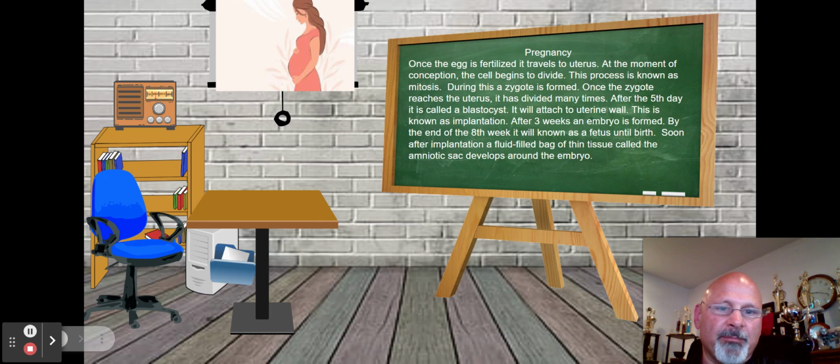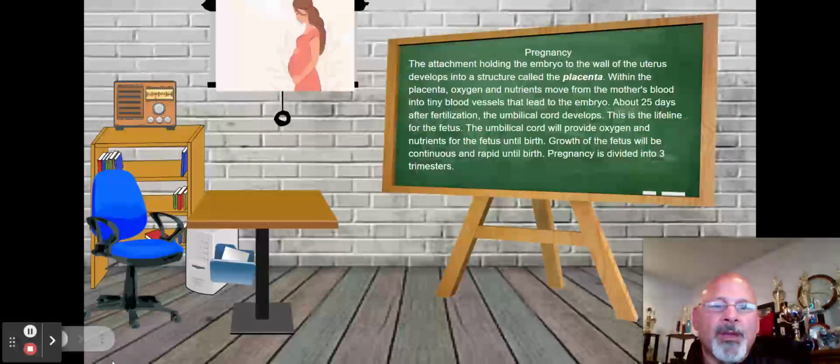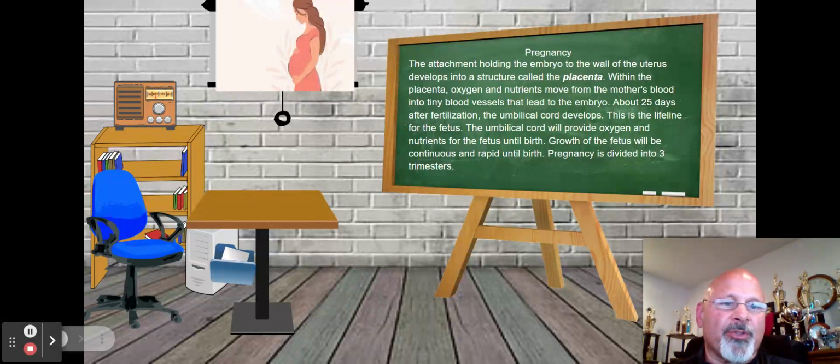Soon after implantation, a fluid-like bag of thin tissue called the amniotic sac develops around the embryo. The attachment holding the embryo to the wall of the uterus develops into a structure called the placenta. Within the placenta, oxygen and nutrients move from the mother's blood into teeny blood vessels that lead to the embryo.